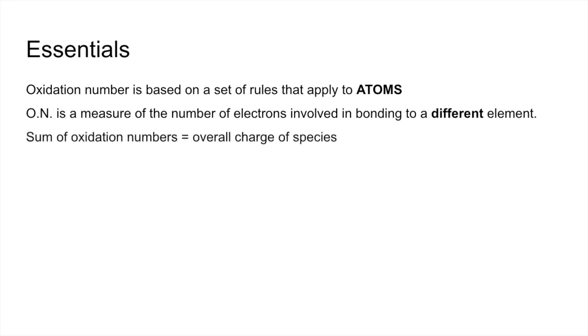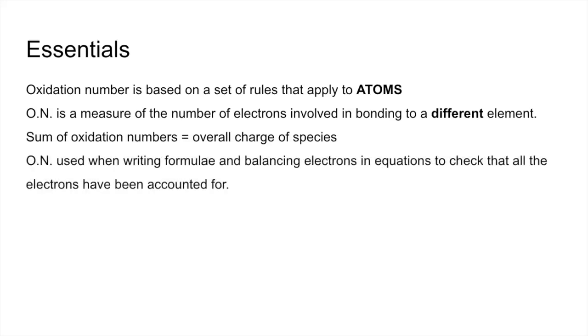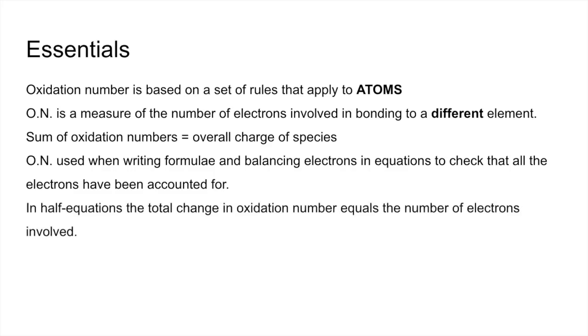The sum of oxidation numbers is equal to the overall charge of the species. Oxidation number is used when writing formulae and balancing electrons in equations to check that all the electrons have been accounted for. In half equations, the total change in oxidation number is equal to the number of electrons involved.